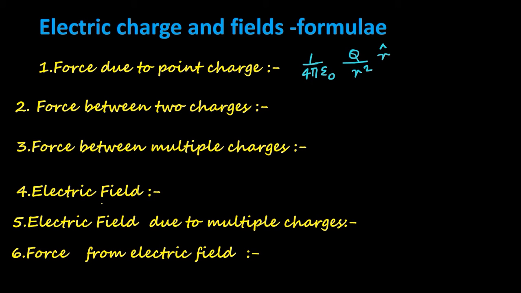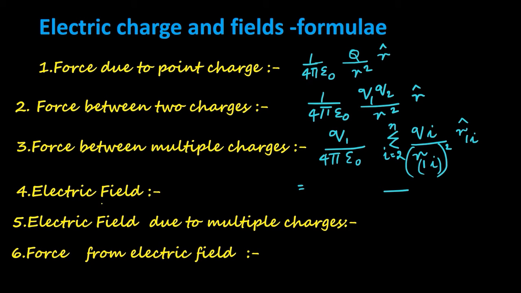Second one, force between two charges. The two charges are Q1 and Q2. So it becomes 1 by 4 pi epsilon naught Q1 Q2 by r square into r cap. Here r is the distance between Q1 and Q2. Next one, force between multiple charges: Q1 by 4 pi epsilon naught sigma Qi by r1i raised to 2 r1i cap, limit of i is equal to from 2 to n. We assume that there are n number of charges.